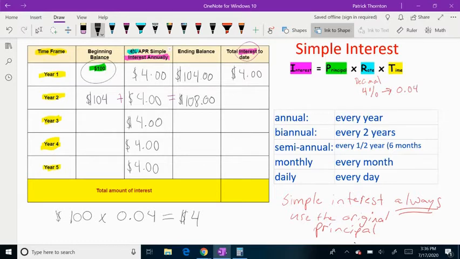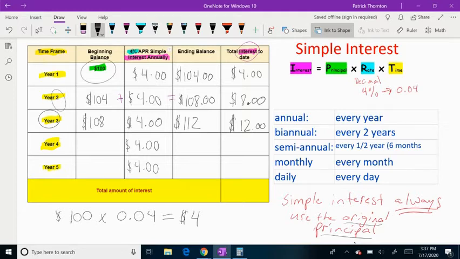Now, how much interest have I earned so far? Over 2 years, I have earned $8. $8 worth of free money. Now, my next total for year 3, I have now in the bank, not just $100, I have $108. Again, I add my interest, which is always going to be $4 because it's the original principal. $4 plus 108 is 112. How much interest did I earn so far? I've earned $12.